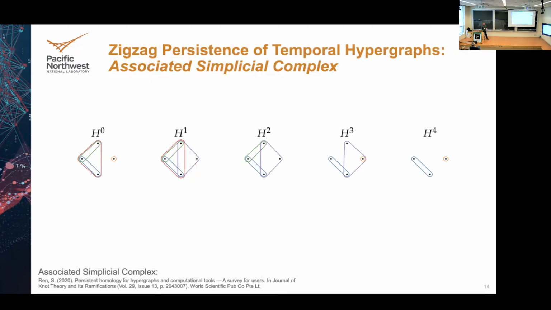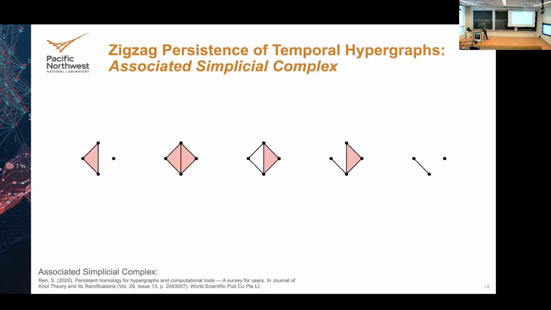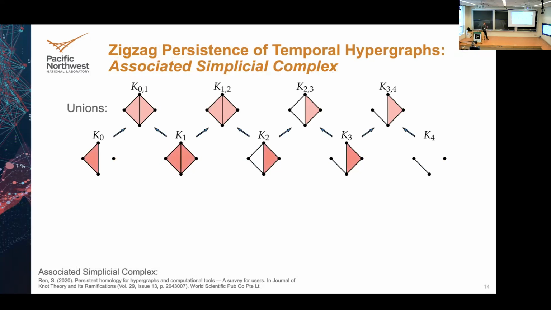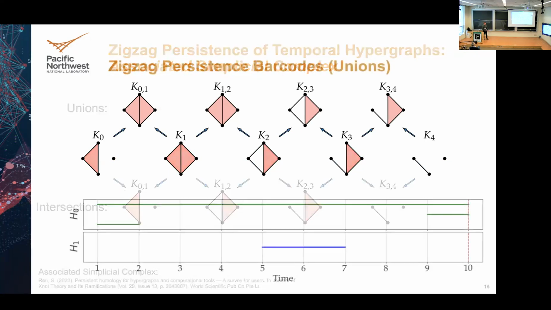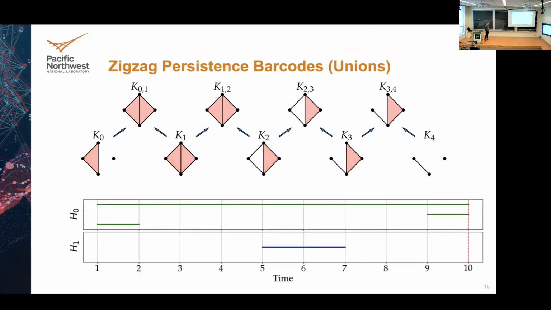So we have these 5 hypergraphs, and we can get their associated simplicial complexes. And then we can take unions or intersections. In this work, again, we're doing unions. And we can get our zigzag persistence barcode. This is exactly the same example as before, so I'm not going to go over the barcode again, but it's capturing that whole from K2 to K3.